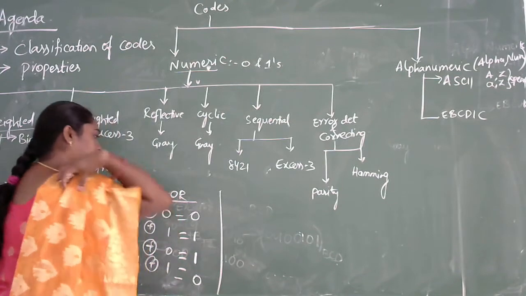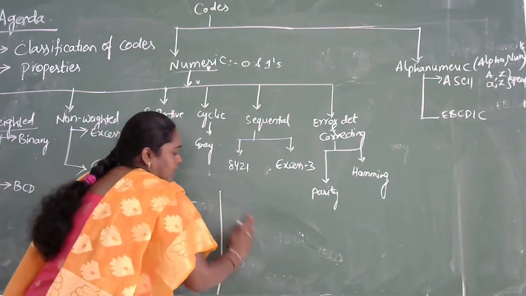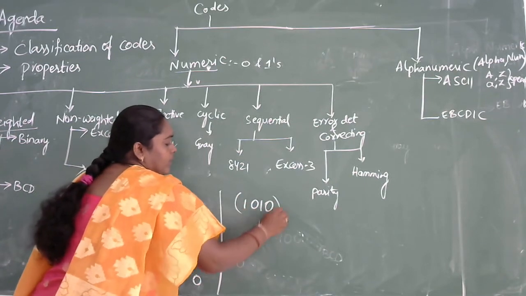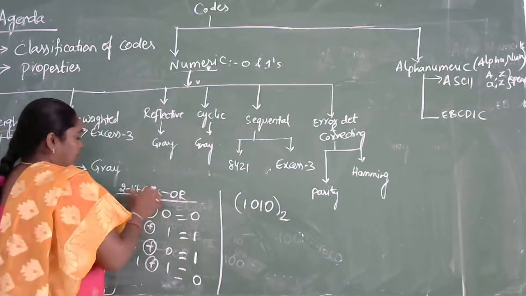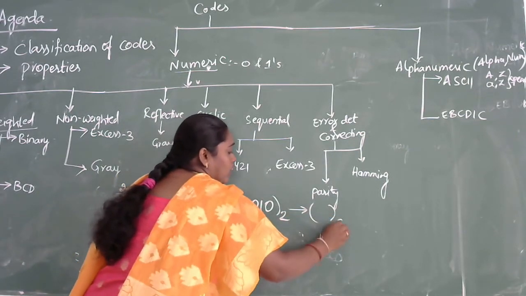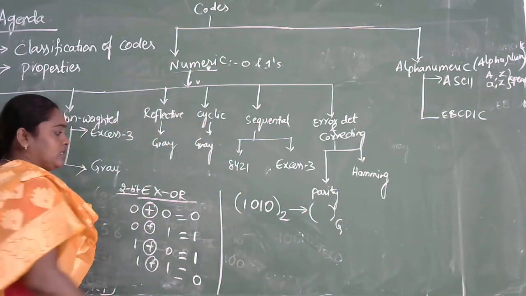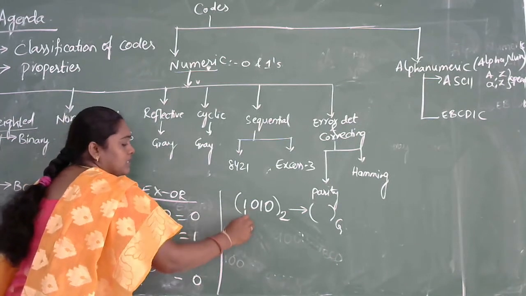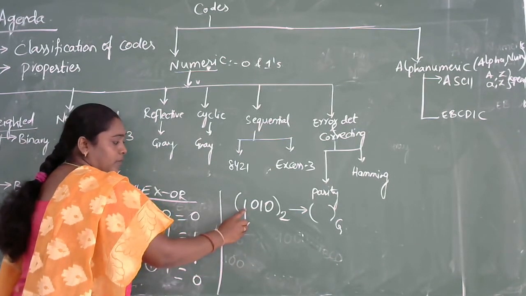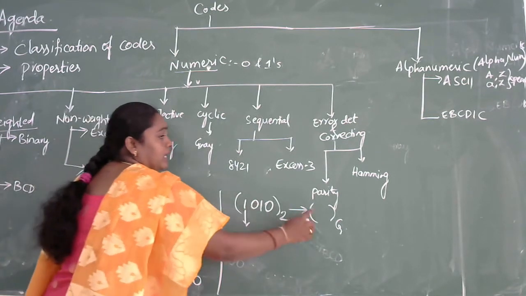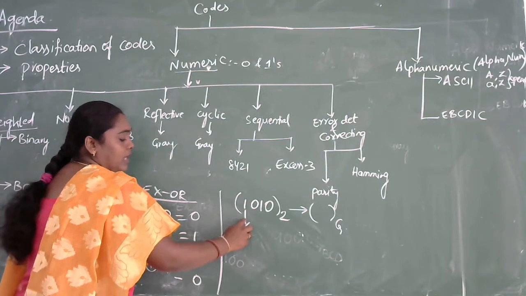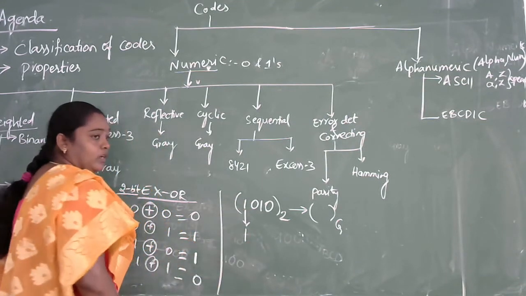So here I am taking a binary number, which is nothing but 1010. This is a binary number. If I want to convert this binary number into a gray code, the procedure is to write down the first MSB bit as it is. Here this is an MSB bit. I am converting binary to gray. So the procedure is first write down the MSB bit as it is, which is equivalent to 1.